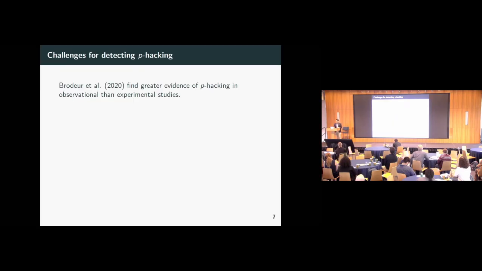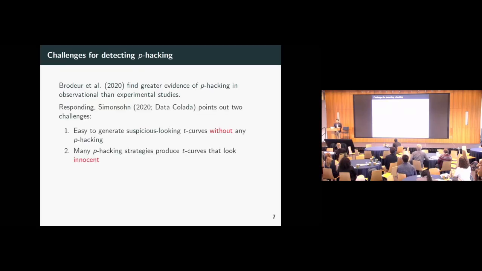Now, Brodeur et al. published a very influential paper in 2020 where they find greater evidence of p-hacking in observational studies than in experimental studies in economics. Responding, Uri Simonsohn published a really wonderful blog post that points out that there are a couple of problems with testing for p-hacking, and we're going to be really digging into those problems today.